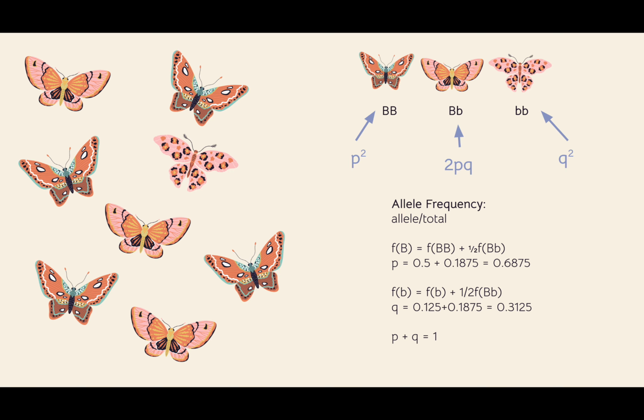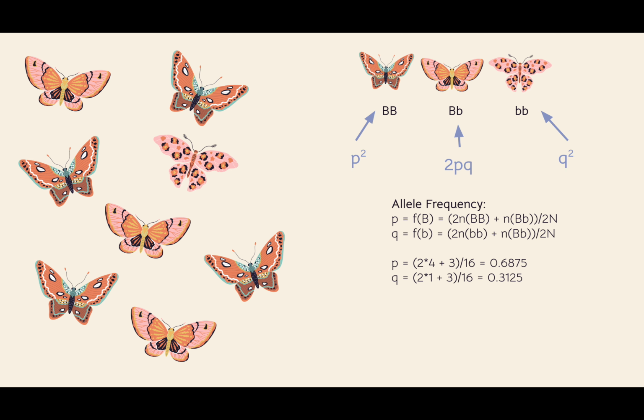We can use the genotype frequency to calculate the allele frequency, which is the number of a certain allele divided by the total alleles, and by using this we can calculate P and Q, and P plus Q should equal 1. And we can also use a different equation to calculate this, which just takes the number of alleles from the genotypes and the number of individuals.